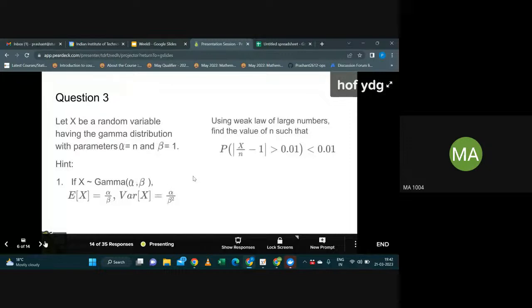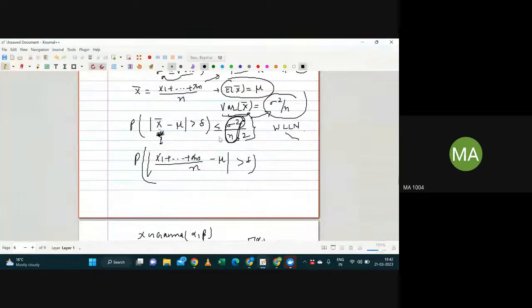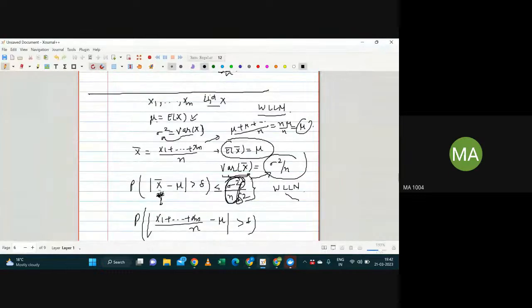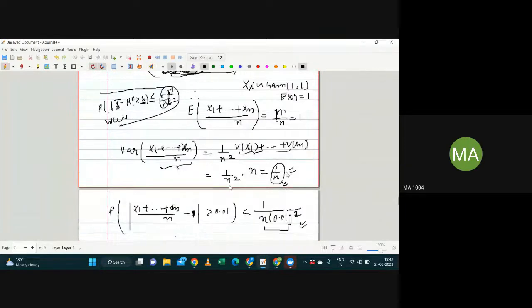Okay, so it's clear so far for everyone? The only confusion was this one, so be clear with the weak law of large numbers. I can directly put the value of sigma square, or else I can put the variance of this thing, so at the end I will get 1 by n. Okay, is it clear for everyone?